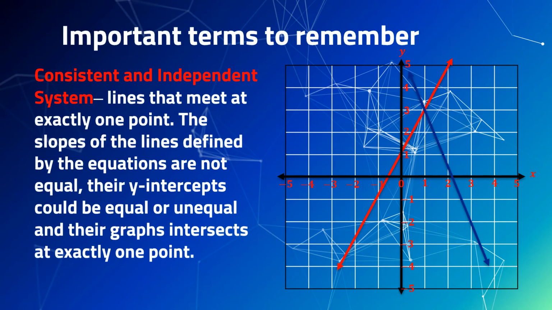The next one is what we call a consistent and independent system. These are lines that meet at exactly one point. If you refer to the previous topic, this is what we call intersecting lines, since they meet at one point. The slopes of the lines defined by the equations are not equal. Their y-intercepts could be equal or unequal, and their graphs intersect at exactly one point. So this one is an example of a consistent and independent system. This is composed of intersecting lines, and the slopes here are different as well as the y-intercepts, if the equations are given.